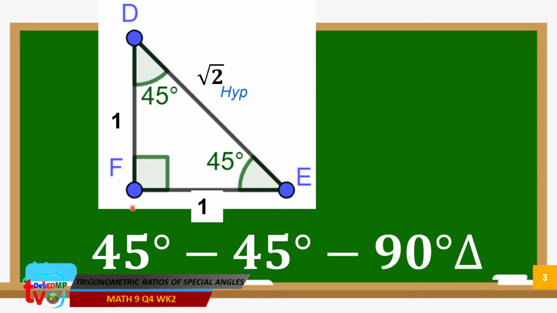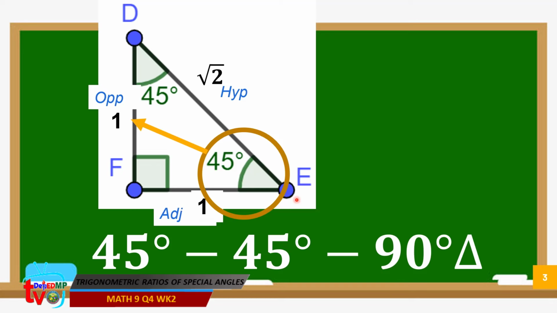Now keep this in mind and let us study the primary trigonometric ratios of a 45-degree angle. In this triangle, our hypotenuse is the side opposite our 90-degree angle, which is line segment DE. This is our hypotenuse. Now, if our reference angle is angle E, can you point me to the opposite side of angle E? Yes, you're right again. Our opposite side is line segment DF. And our adjacent side is, of course, line segment EF.